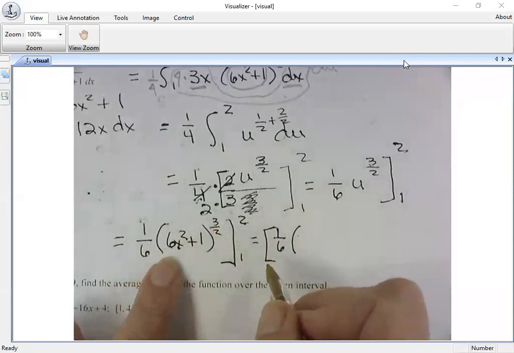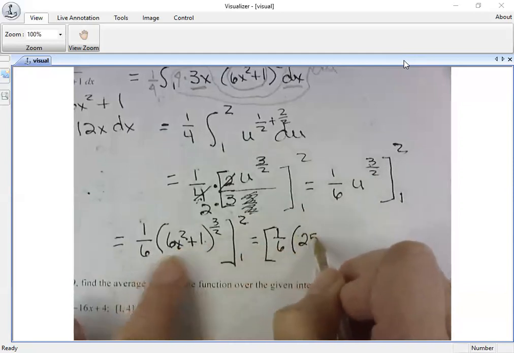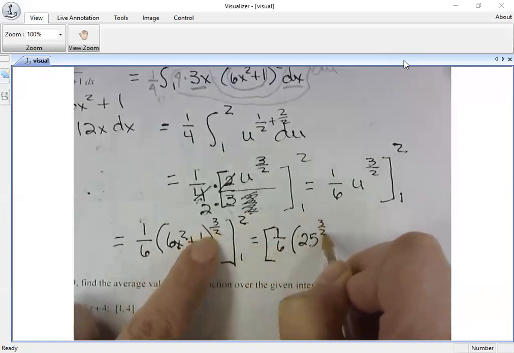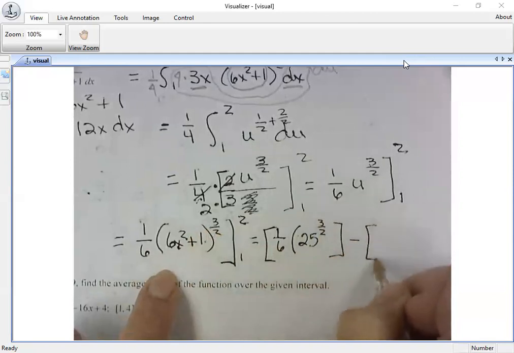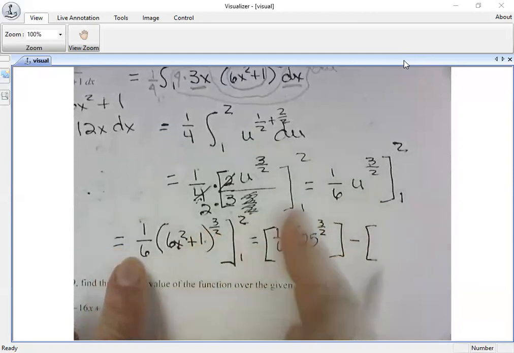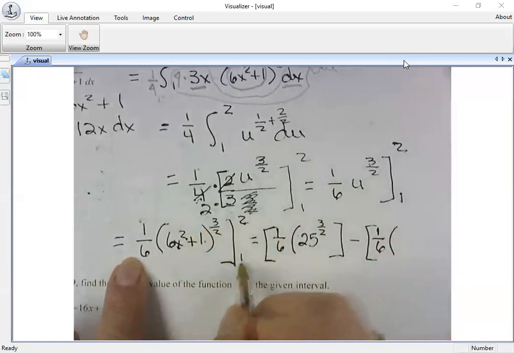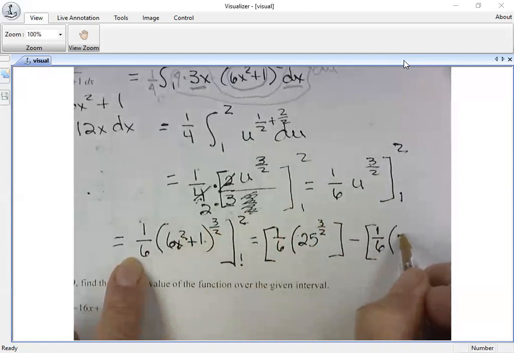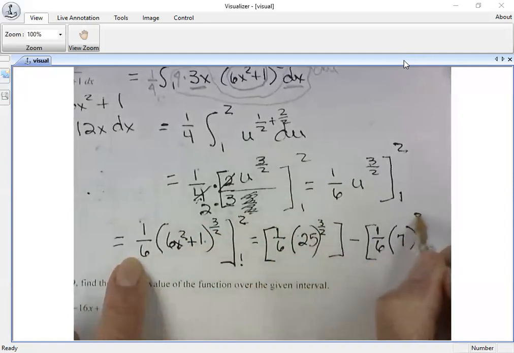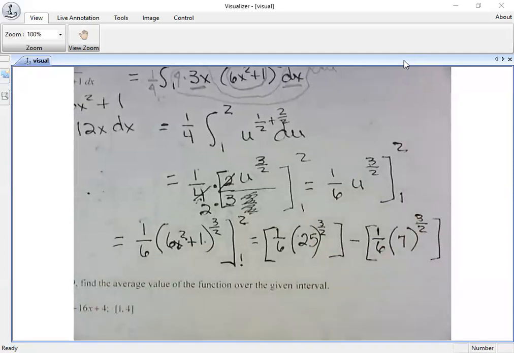So 6 times 2 squared is 24, and 24 plus 1 is 25, and that 25 is what's getting raised to the 3/2 power. Okay, that's my upper minus, and I just decided I'd go ahead and put the 1/6 inside the brackets instead of sticking it out front, and that's fine. And then if I put in 1 squared is 1, 1 times 6 is 6, and 6 plus 1 is 7.